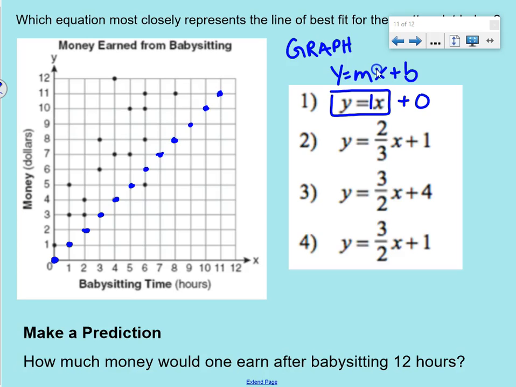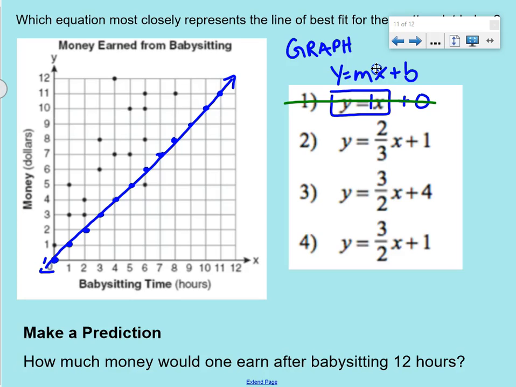Now, if we look at this line right here in blue, we want our line of best fit to cut the data in half. And that didn't really go through all the data. It's kind of on the bottom half of the data. It's not really cutting through. So we can say that 1 is not correct.